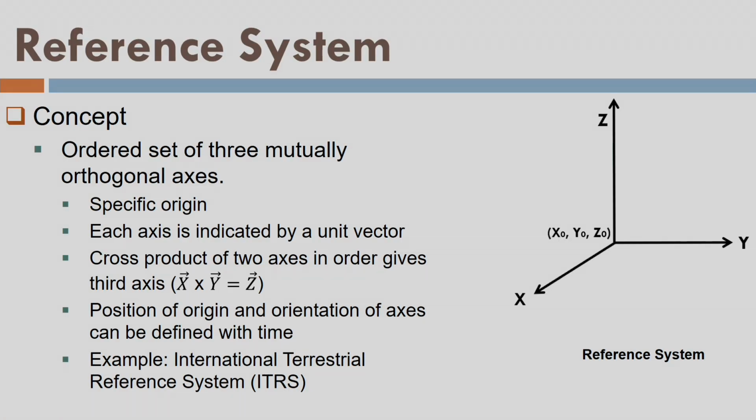It has a specific origin that I already showed you. Each axis is indicated by a unit vector. You already know the definition of a unit vector: if I take a vector of length L and divide it by its magnitude, I will get the unit vector for that vector L.